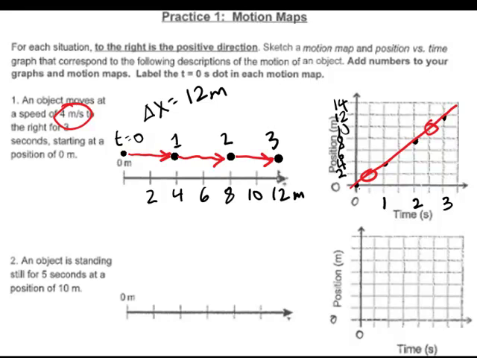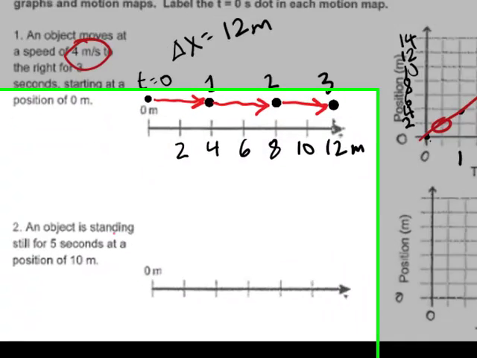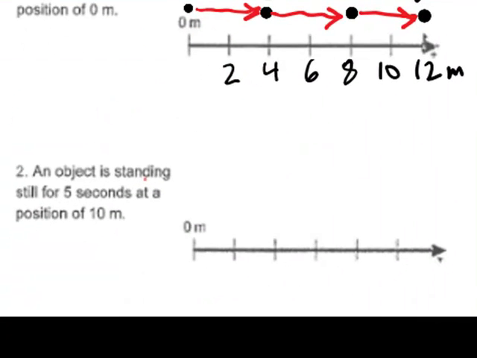In situation 2, we have an object standing still for 5 seconds at a position of 10 meters. So we know that our motion map and also our position versus time graph is going to have to cover at least 10 meters. It looks like we could end up using pretty much the same scale as before. So again, I can go 2, 4, 6, 8, 10 meters along here.